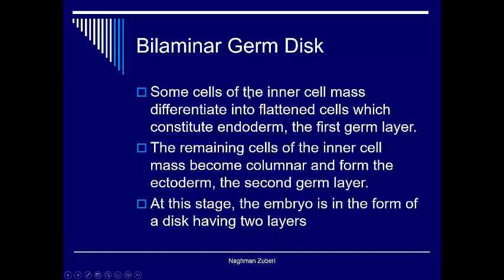Bilaminar germ disc. Some cells of the inner cell mass differentiate into flattened cells which constitute endoderm, the first germ layer. The remaining cells of the inner cell mass become columnar and form the ectoderm, the second germ layer. At this stage, the embryo is in the form of a disc having 2 layers.